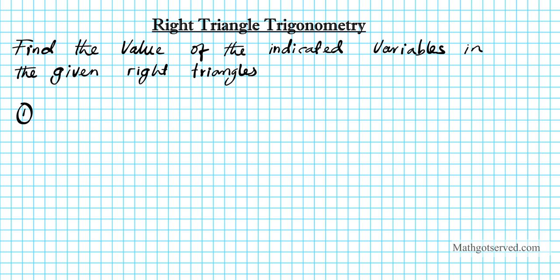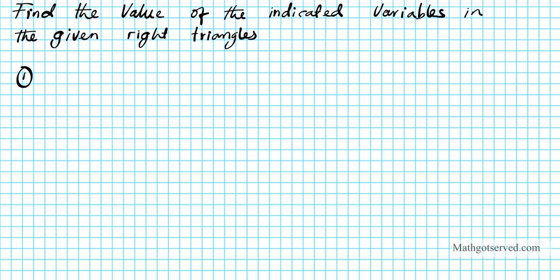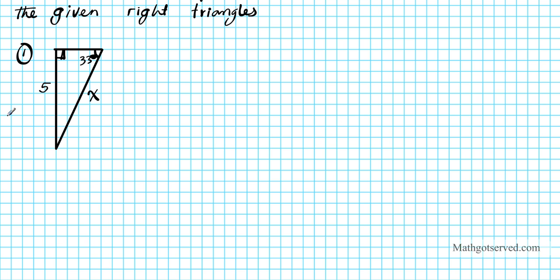So question number 1, we have a right triangle of the following orientation. Let's go ahead and sketch it first. All right, so there you have the right triangle. Obviously, this is the right angle right here. That's a 90-degree angle. Up there, and this is 33 degrees. This side is 5 units long, and this is x. So in this case, we're going to be looking for the variable, which is x.